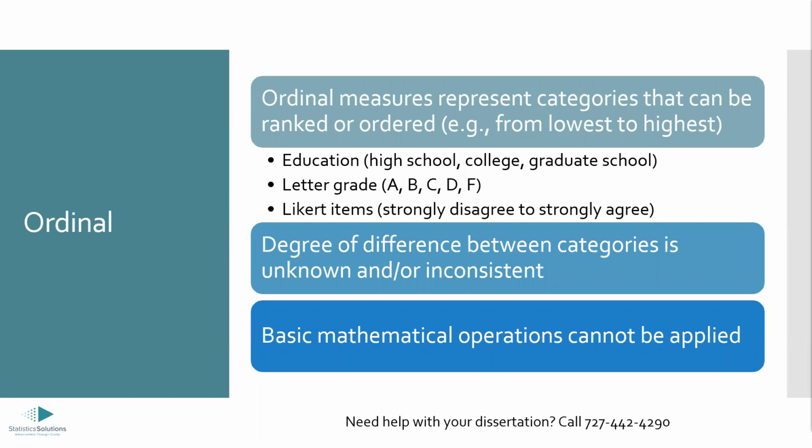So we can't apply mathematical operations to our interpretations of those values. Even if we assign a 1, a 2, and a 3 to high school, college, and graduate school respectively, we can't say that someone in college has twice as much of an education as someone in high school, or that someone in graduate school has 3 times as much of an education as someone in high school. Because we don't know what the degree of difference is between the categories, we only know the order in which we can rank them. We can't apply those basic mathematical operations to our interpretation.